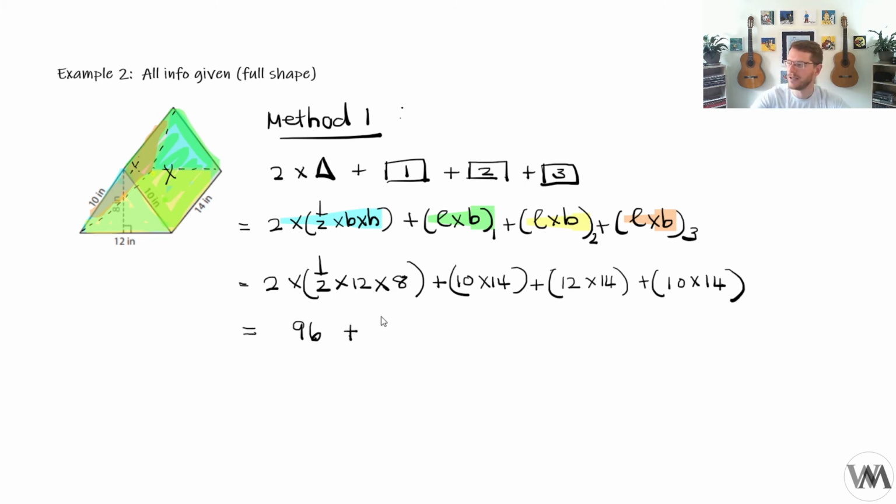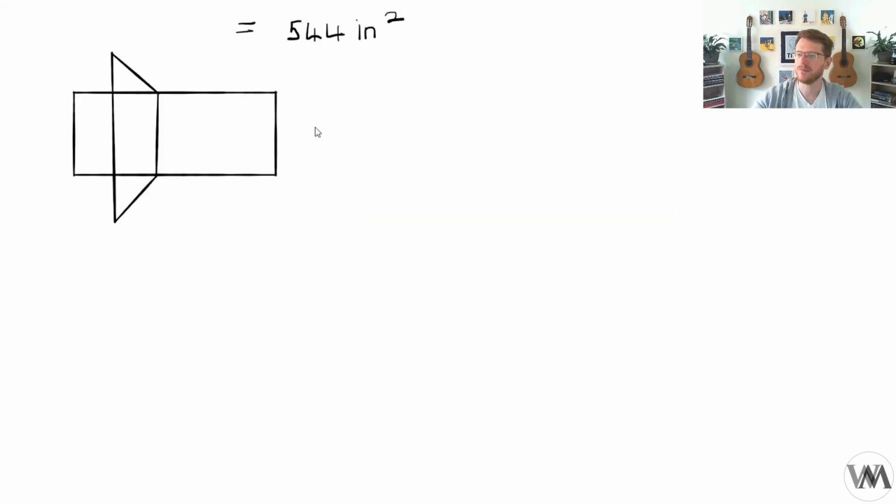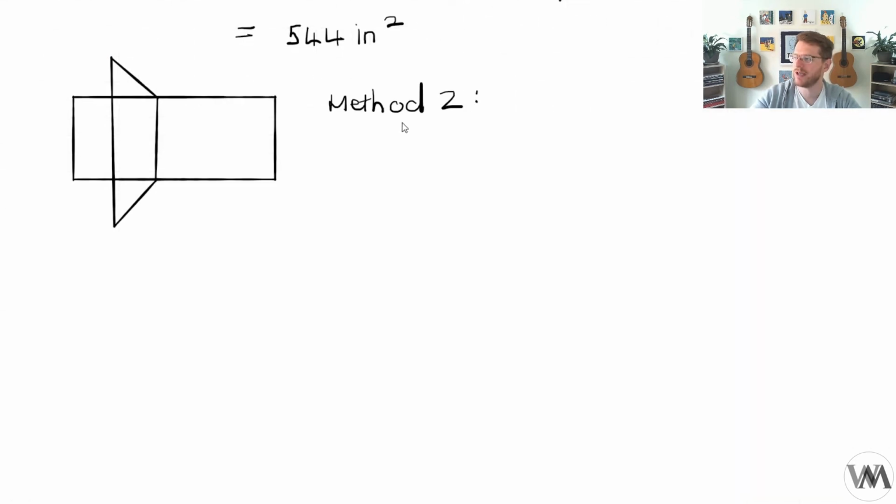Plus 10 times 14 is 140, plus 12 times 14 will give me 168, plus another 140. Adding up all these values will get me to 544 square inches. I can also use my second method. The only difference is the information that we are going to feed into the triangle here.